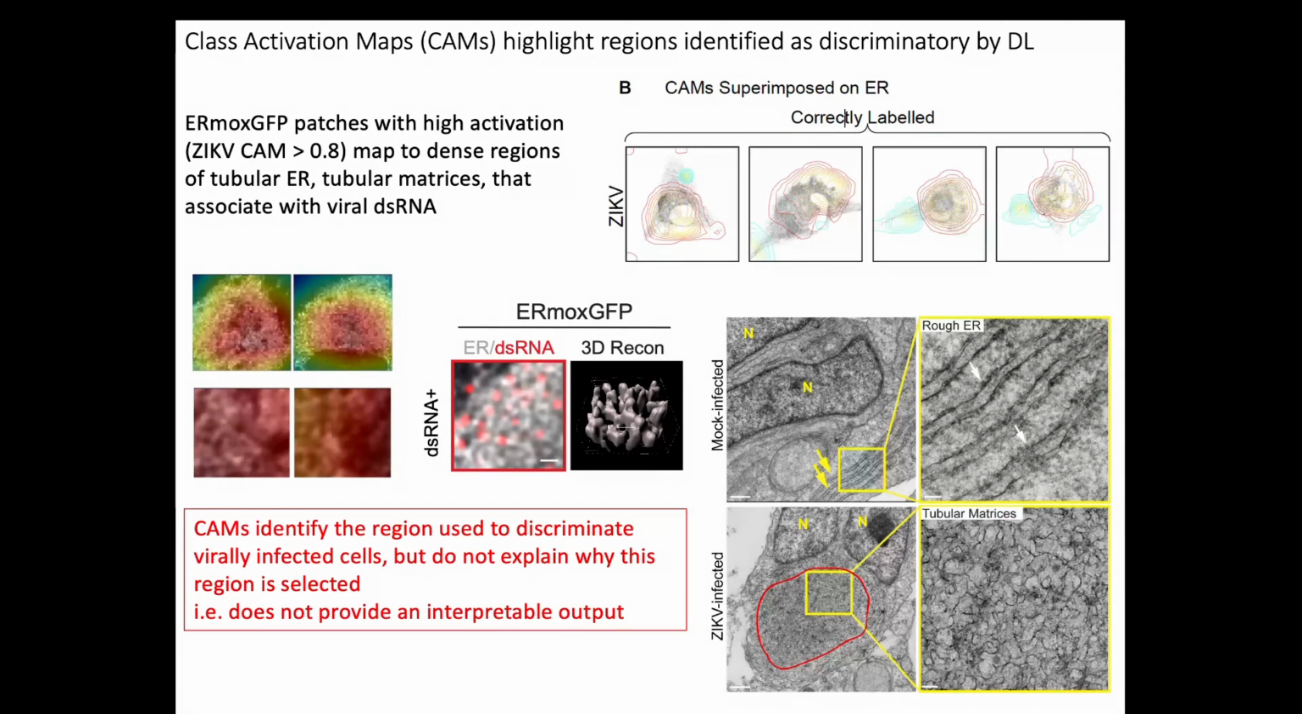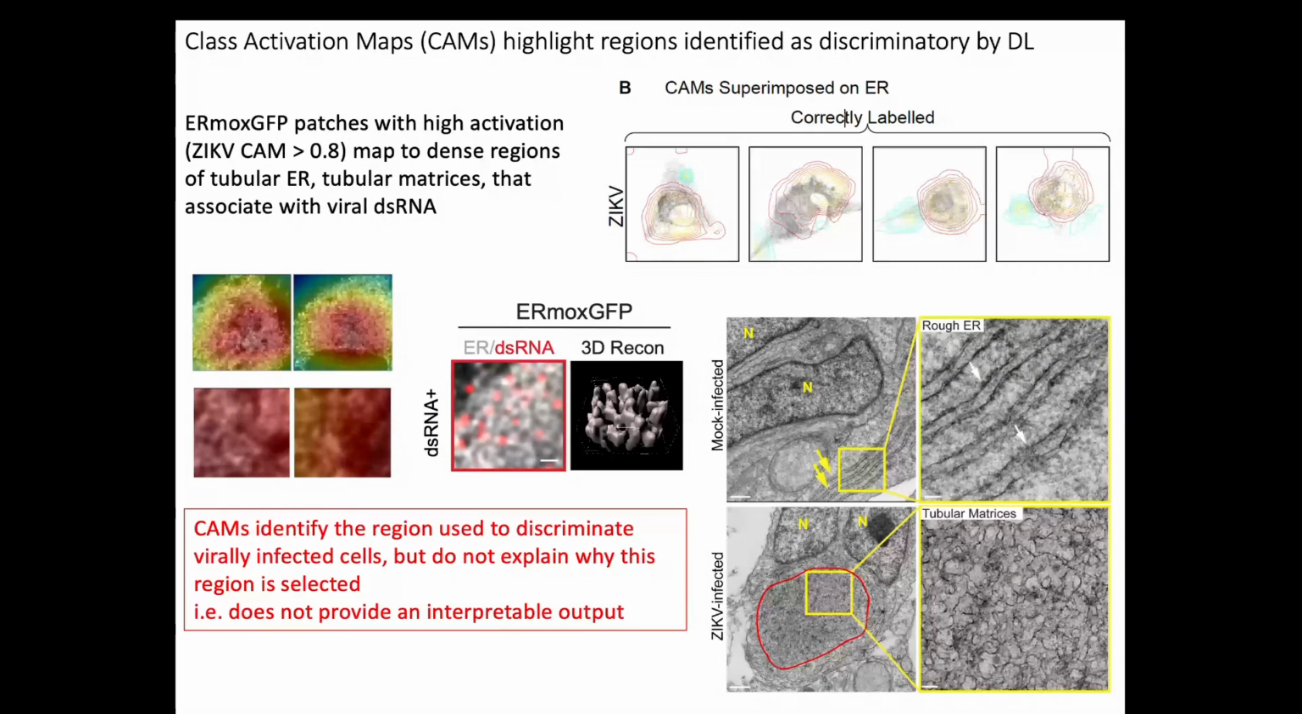The deep learning has identified regions corresponding to what we saw, and it's able to really discriminate the virally infected cells, but it doesn't really explain why the region is selected. The biologist really has to interpret and go back and say, oh yeah, these are tubules and this is tubular matrix, so it's not really telling us what's going on.